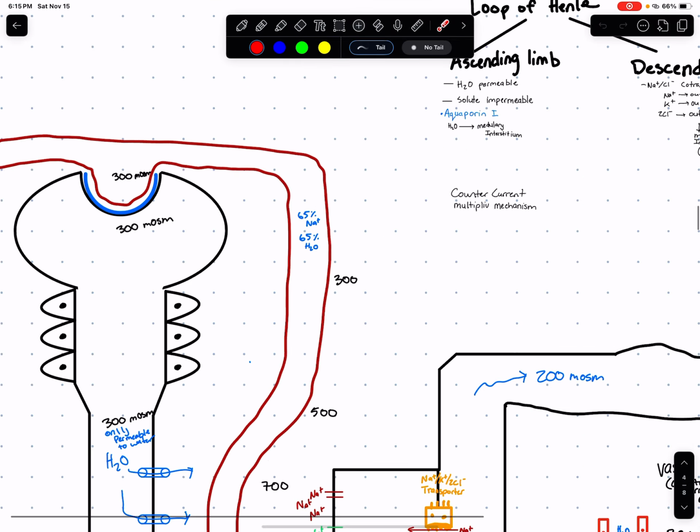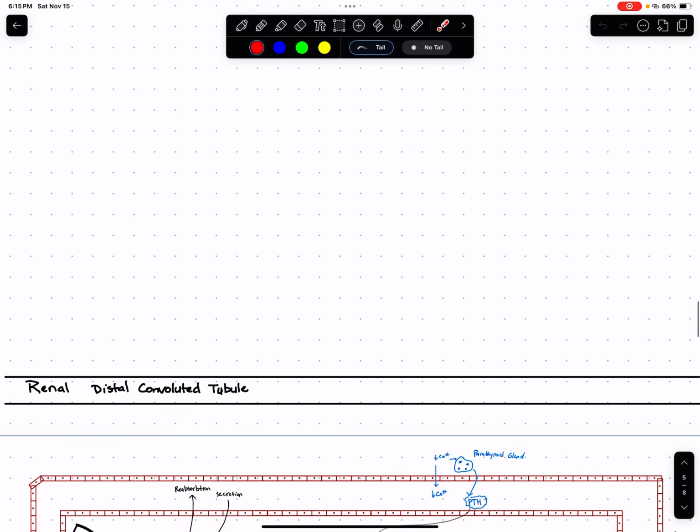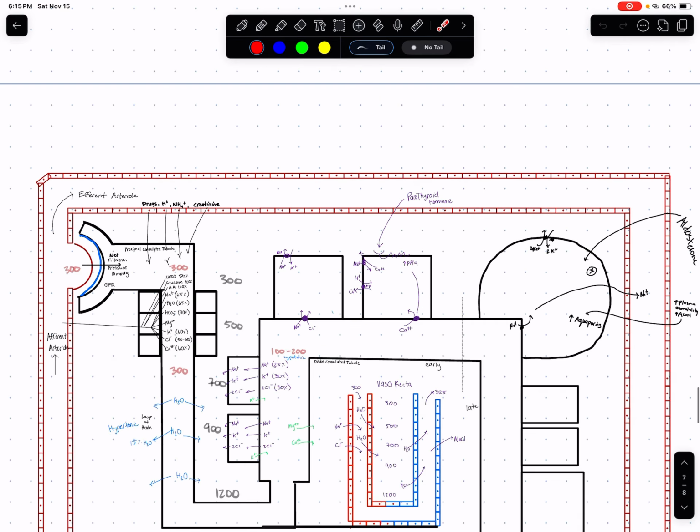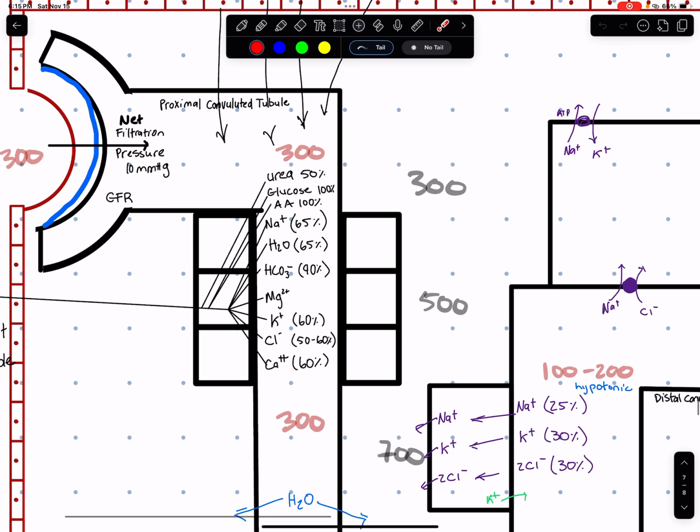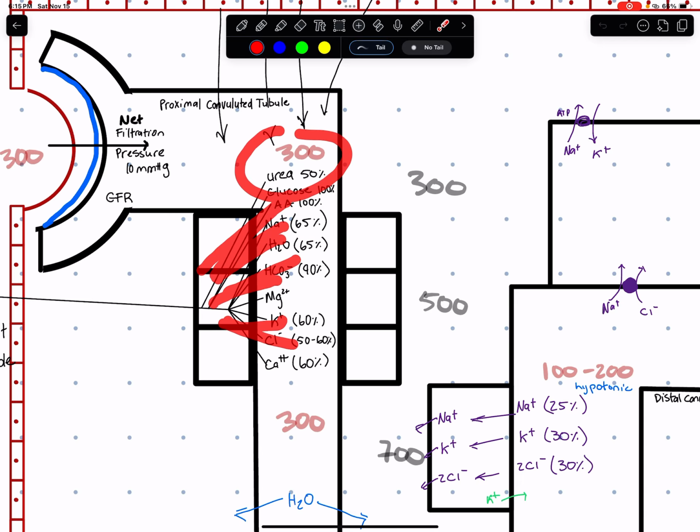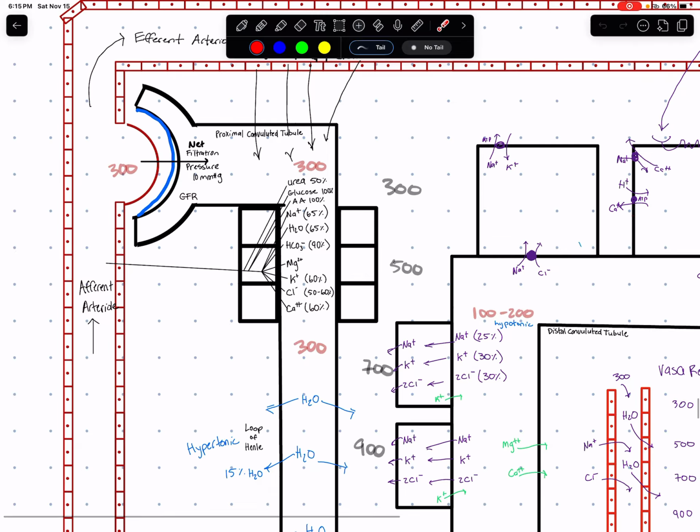So he's in charge of sending all that out. As you can see in this picture, is a good picture of it. He is really sending all this stuff out right there. So 65% or so, 70% or so of sodium, water, and then pretty much the rest of everything else.